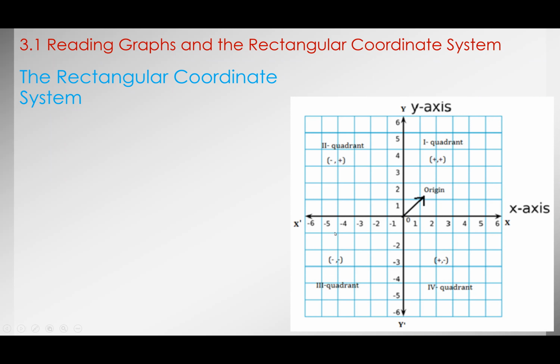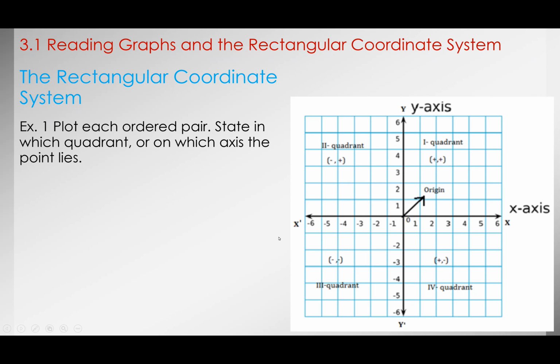Okay, so this is your typical rectangular coordinate system. Our goal here is, if we give you an ordered pair, can you take this ordered pair and plot it in your rectangular coordinate system? What I tell you guys is, just like your alphabet, x comes before y. So in your ordered pair, the first number is your x coordinate, and the second is your y coordinate.